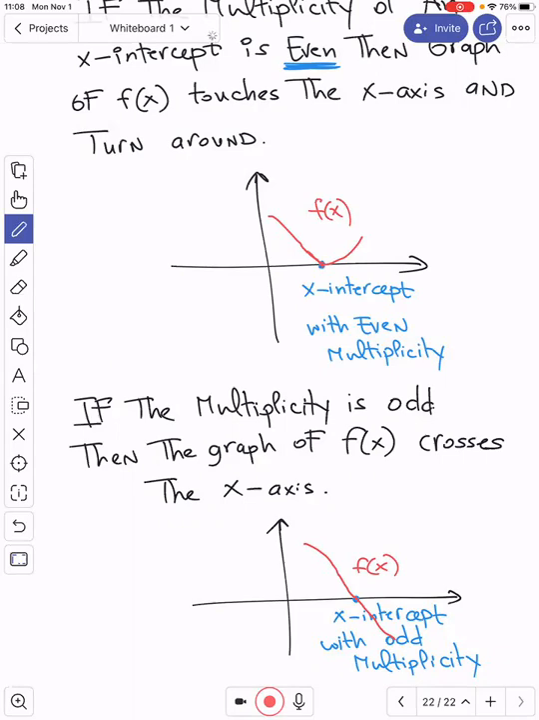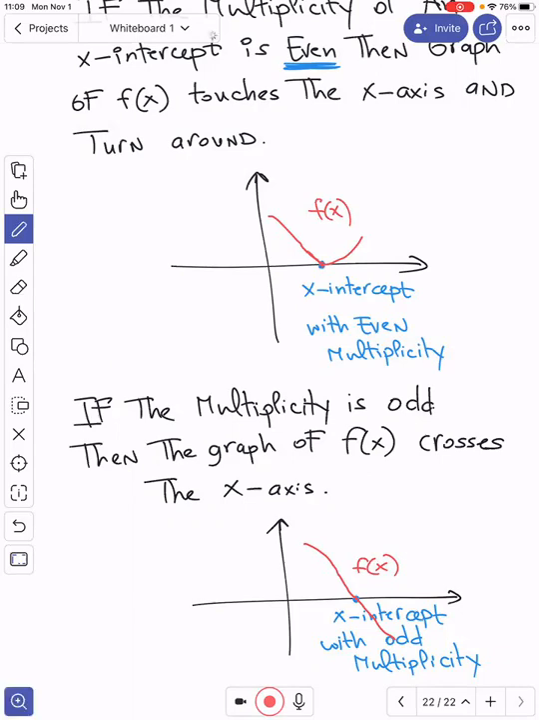Just keep in mind, if the multiplicity is even, you're going to touch the x-intercept and turn around. If the multiplicity is odd, then your graph is going to cross the x-axis. And again, the multiplicity is just the number of times your x-intercept is a solution of the problem, and it's just given by the exponent. All right, guys, so that's for the x-intercepts. So I guess that's all we need to graph our polynomials.